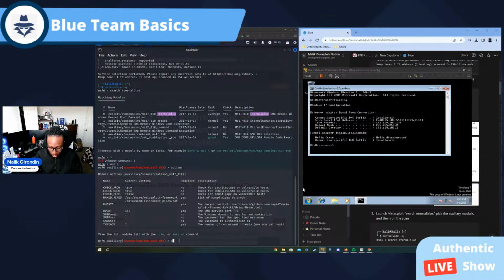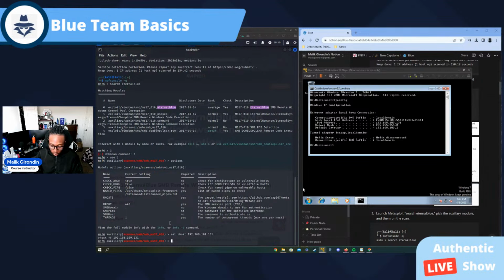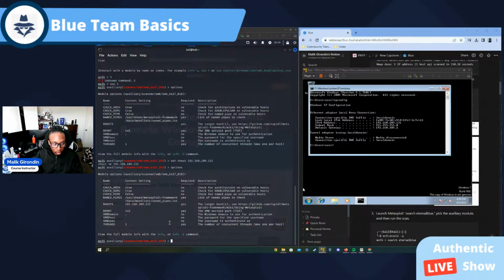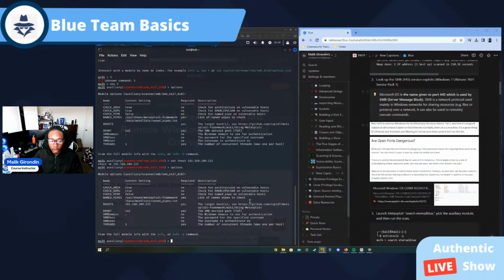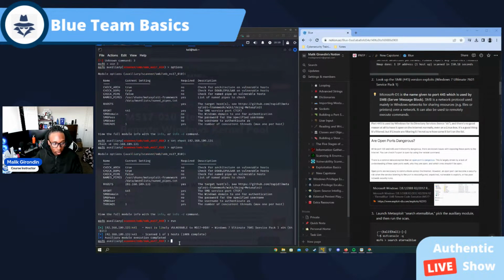So let's set our host. Yep. Set our host IP 168.109 and do another options. So there we go. Our host is there. All right. So I think minimize that. I think we're good to run real quick. Yeah. So you need to put the command run. Exploit does the same thing.